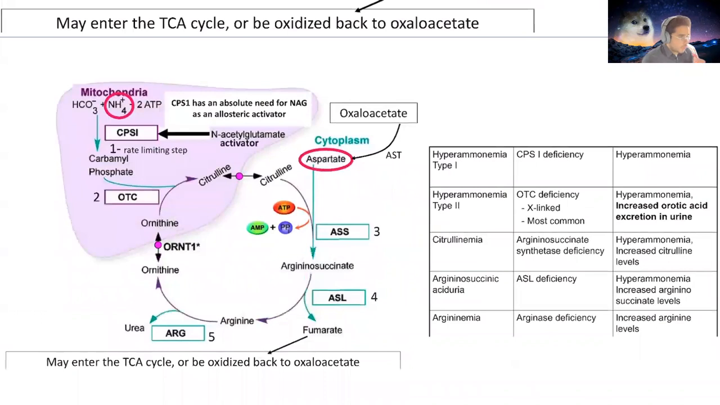Here it is. Here's the walkthrough. Hyperammonemia type 1, that's a CPS1 deficiency. So that's happening right here. Hyperammonemia type 2, this is the most common. If there's one that I want you guys to know cold, it is OTC deficiency.